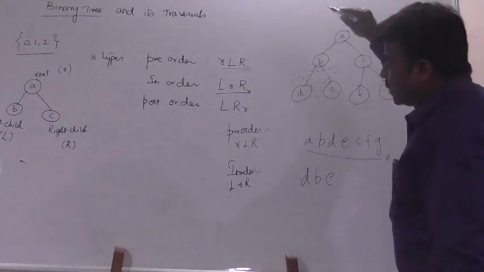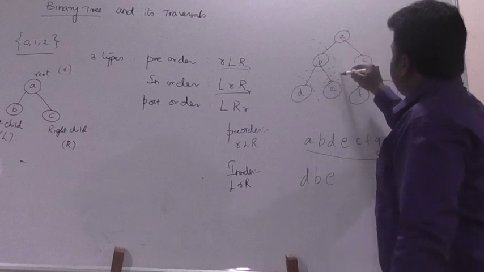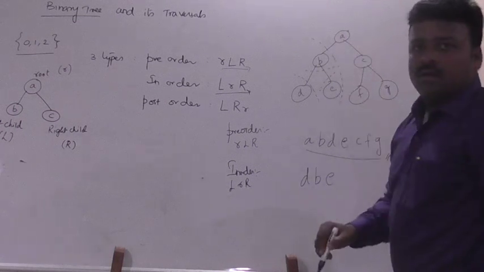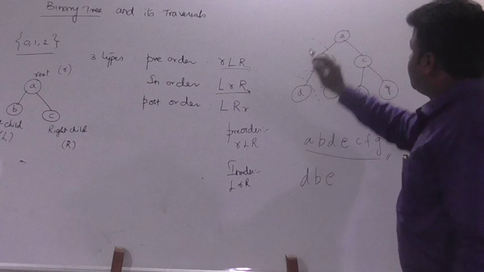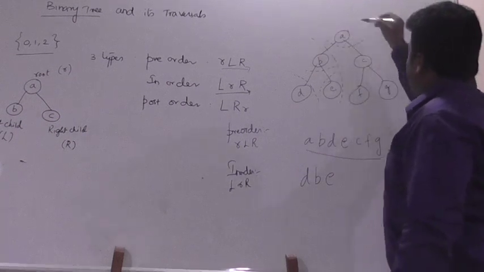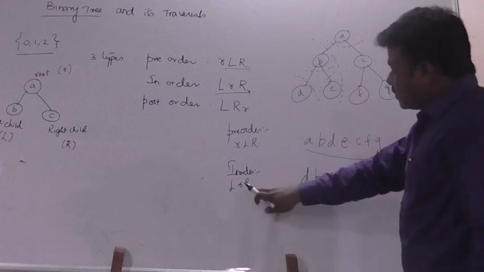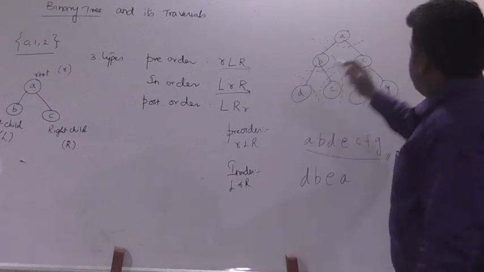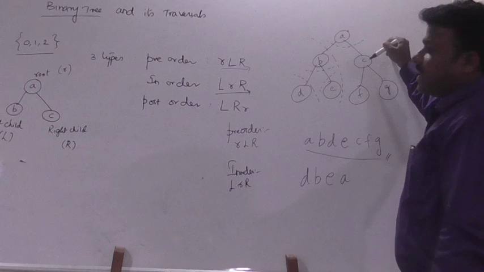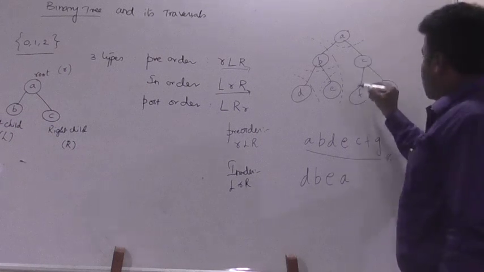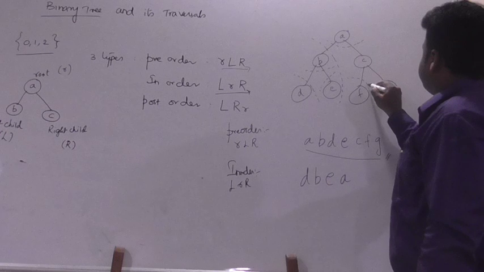Now for the entire tree, the left part has been completed. After completing the left part, you are supposed to go towards the root part, that is A. And immediately you are supposed to go towards the right part, that is C. And again it is a root node, simply go towards the left one.